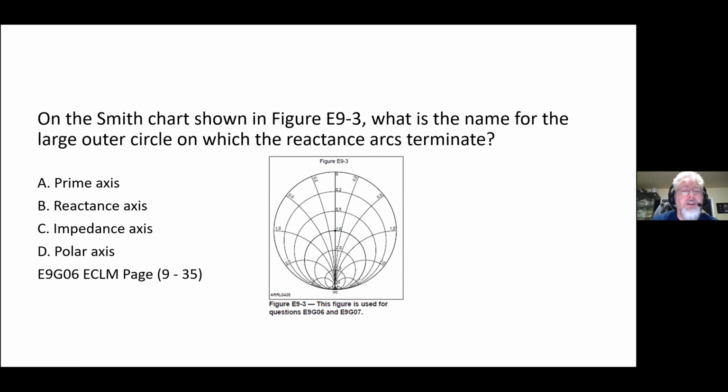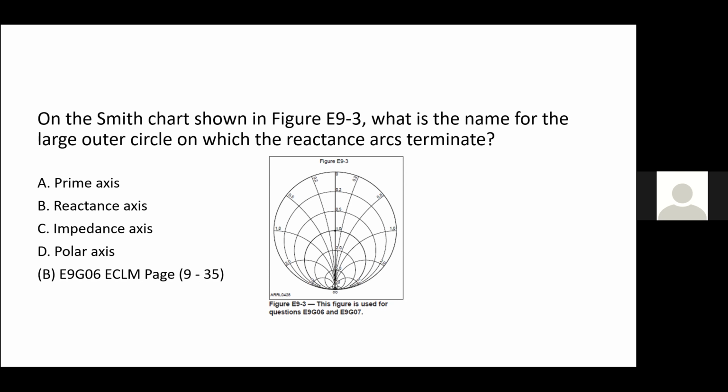On the Smith chart shown in figure E9-3, what is the name for the large outer circle on which the reactance arcs terminate? A, the prime axis. B, reactance axis. C, impedance axis. Or D, polar axis.